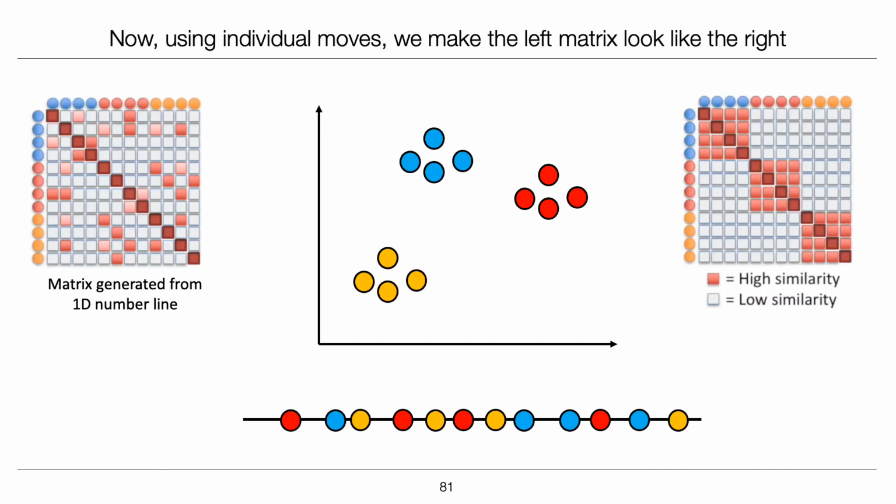Now we have 2 similarity matrices. The one on the left, which is generated from the points on the one-dimensional number line. The matrix on the right, which was generated using the points in the original 2-dimensional space. Using individual moves of the points on the one-dimensional number line, the t-SNE algorithm makes the left matrix look more and more like the right one.